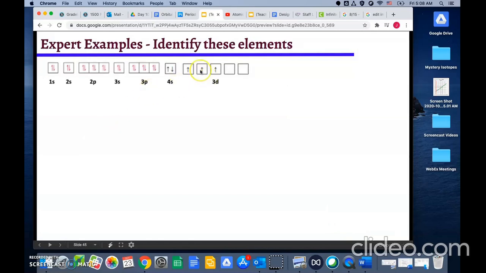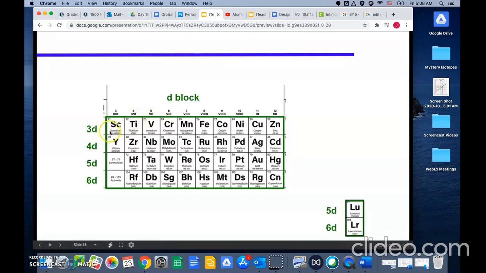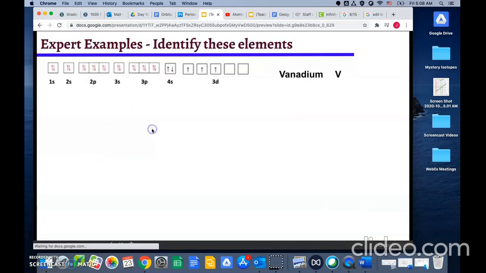So, if we take a look at our element, this is the 3D block, and it's the third element in the 3D block because we have 3 electrons in here. So I'm going to count over. 1, 2, 3. That should get us to vanadium. So this is vanadium.